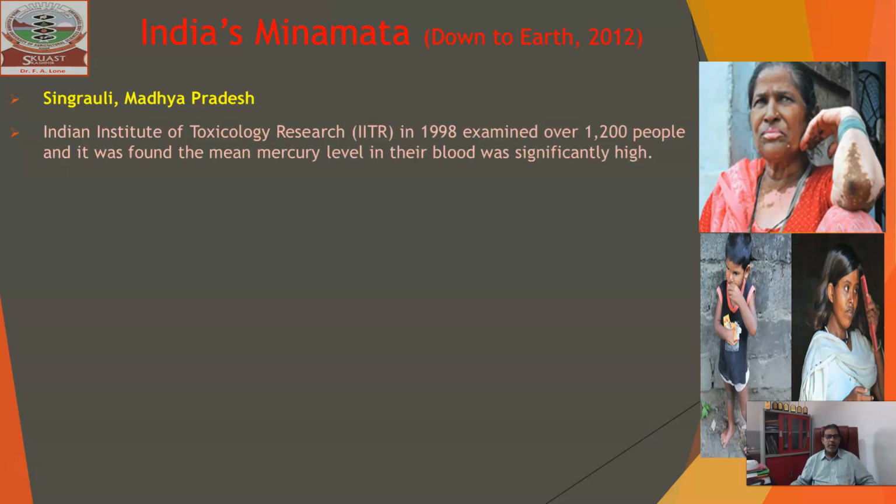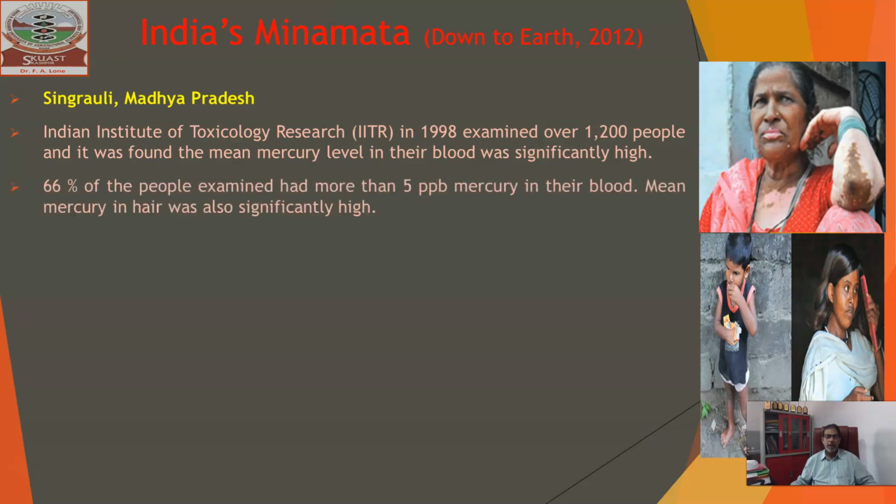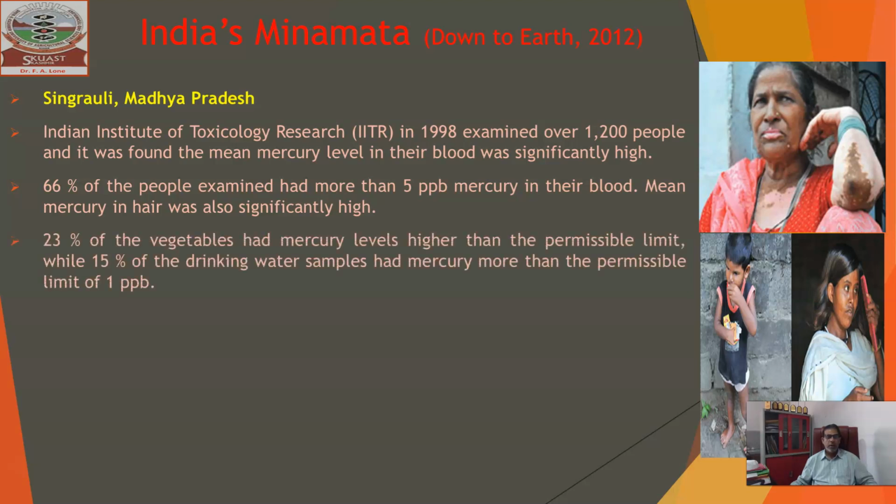A study was carried out by the Indian Institute of Toxicology Research in 1998, and they examined over 12,000 people, and it was found that the mean mercury level in their blood was significantly higher. 66% of the people examined had more than 5 ppm mercury in their blood. Mean mercury in here was also significantly higher.